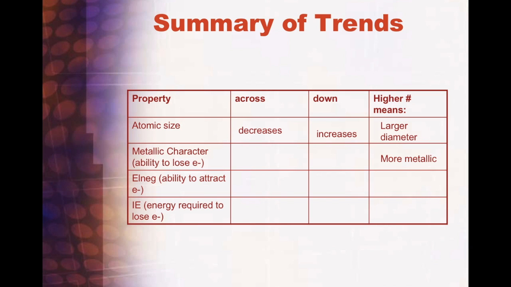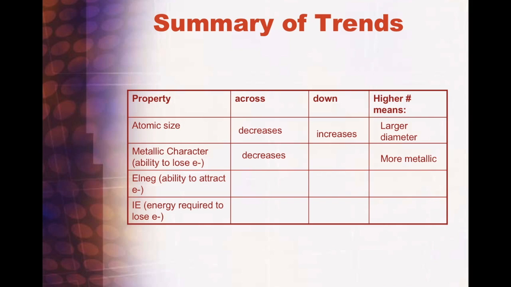Now, metallic character, or the ability to lose electrons: when we're talking about a higher number, what that means is that the element is more metallic. Now, as we go across the table, metallic character decreases for two reasons. First of all, the elements are less likely to achieve a stable electron configuration, a noble gas configuration, by losing electrons.